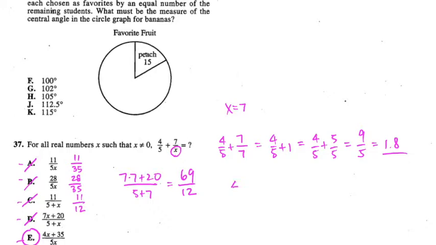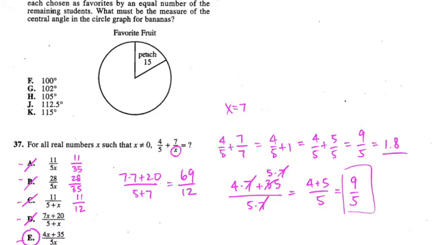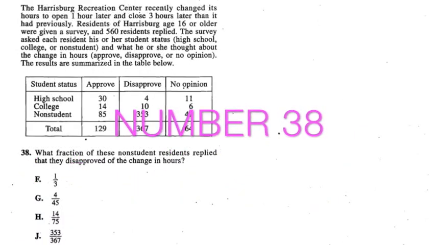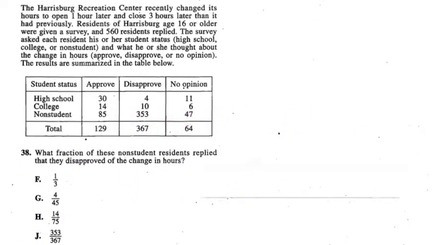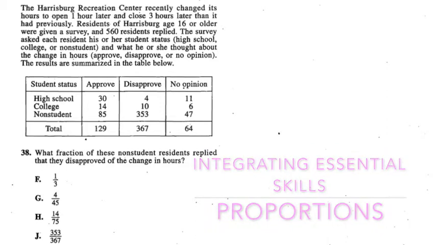Let's just check. 4 times 7 plus 35 over 5 times 7. What I can do here is change the 35 to a 5 times 7, and I can get rid of all of those, and I would have 4 plus 5 over 5 remaining, which is 9 over 5. This is our answer. Number 38 is an integrating essential skills question, and we're looking at proportions.